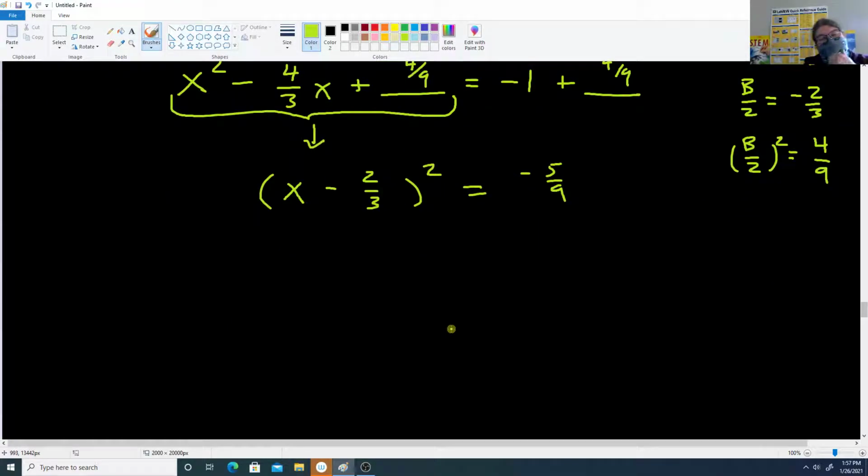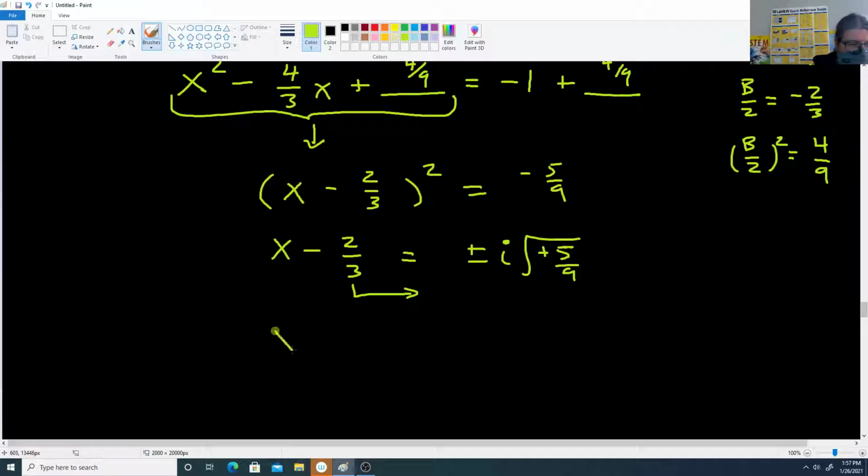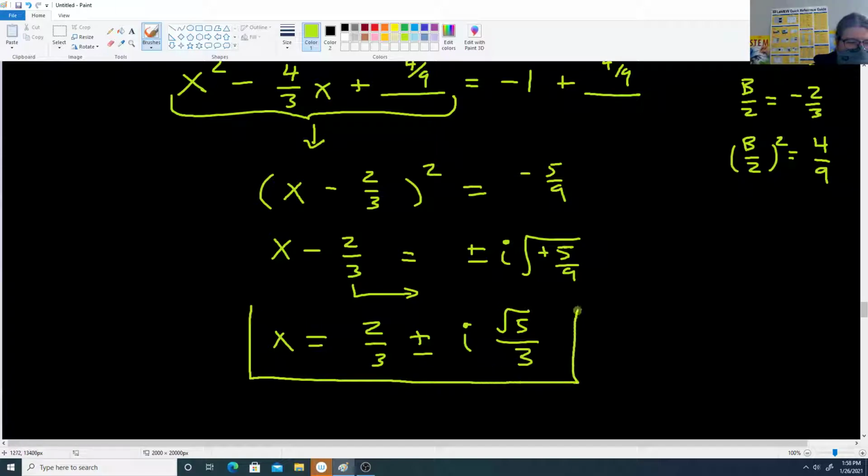So to finish this off, we get rid of the square. We take plus or minus the square root. I don't want to deal with square roots of a negative, so I'm going to make that positive and put an i out front. The negative 2/3 slides across and becomes a positive 2/3. That'll be plus or minus i times the square root of 5 as the new top number. The square root of 9 is 3, and we get our answer like that.